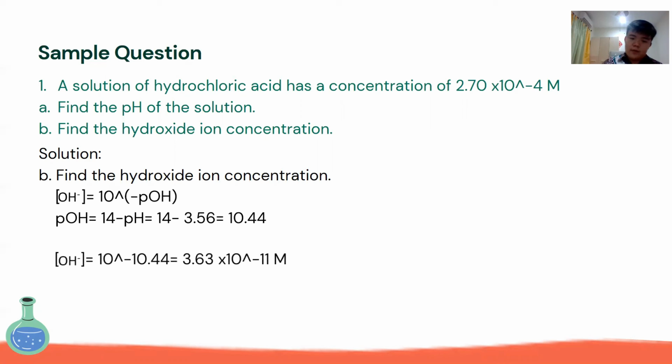Then we'll calculate the hydroxide ion concentration. So we'll get 10 raised to negative 10.44, and we will get 3.63 times 10 raised to negative 11 molar.